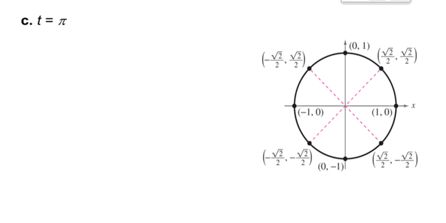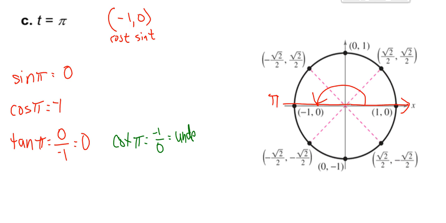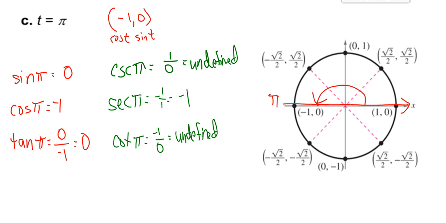Okay, let's compare and see how you did. I know my angle of pi is right there, and so that means my point negative 1, 0 is cosine t, sine t. So sine and cosine, tangent will be sine over cosine, which is 0. And then I get in some trouble. Cotangent is negative 1 over 0, so that's undefined. Secant, though, is just negative 1. Cosecant, also undefined. So hopefully you did well on that. And let's move on.